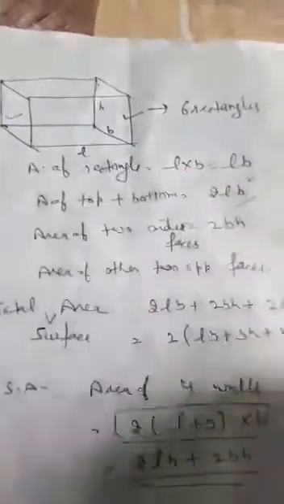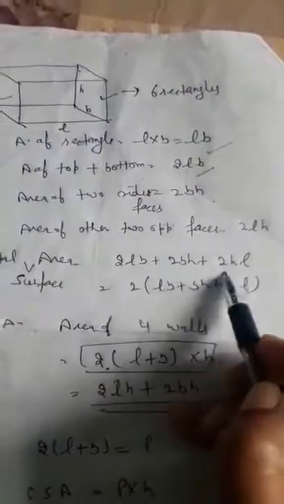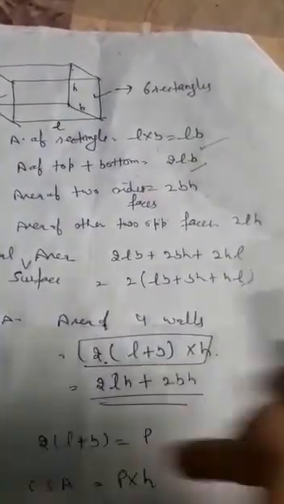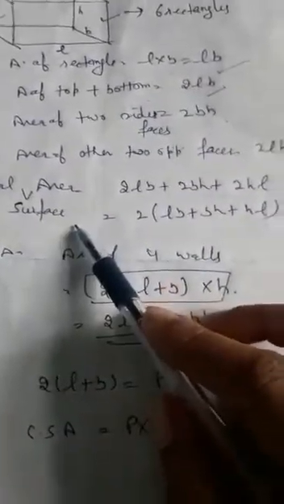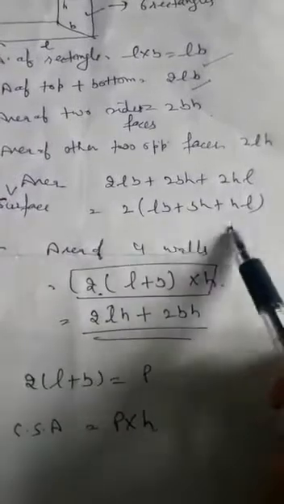Now if I take this one wall, here area will be in the same way length into breadth. Here one dimension is breadth B and one is H, so area is BH, and area of these two sides is 2BH. Similarly area of another two sides, front and back, is 2HL. Now total area will be area of all the 6 walls, that is 2LB plus 2BH plus 2HL. We take 2 as common, so total surface area of cuboid is 2(LB plus BH plus HL).